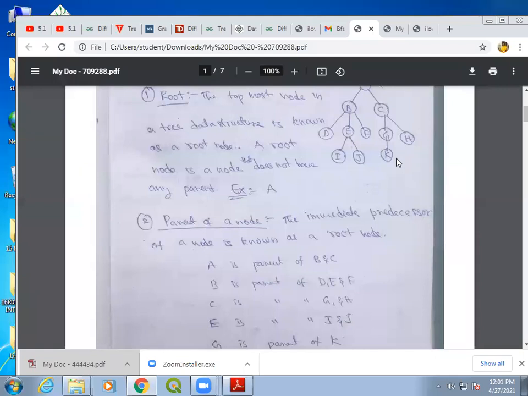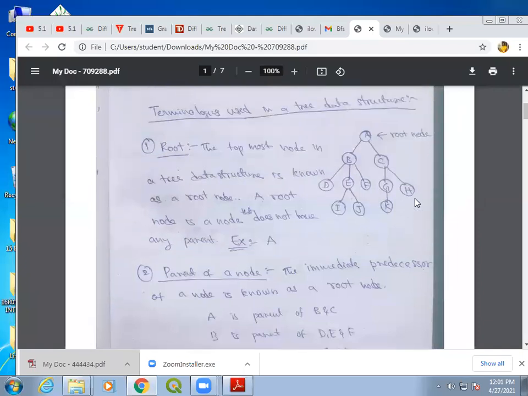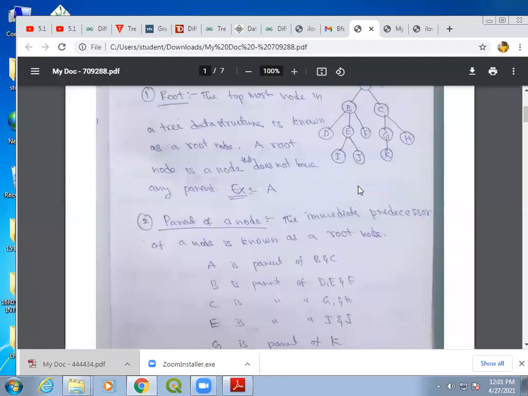And what is a parent node? For a node, we have immediate predecessors. Those nodes are called parent nodes. For example, what are the parent nodes here? A, B, C, E, G are the parent nodes for which you have child nodes. Those nodes for which child nodes are connected are called parent nodes.